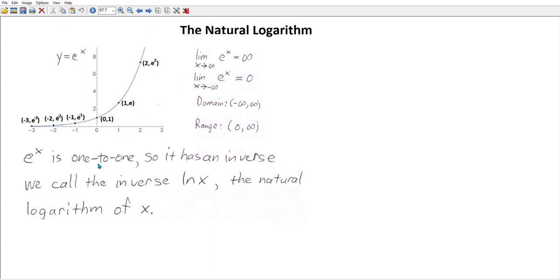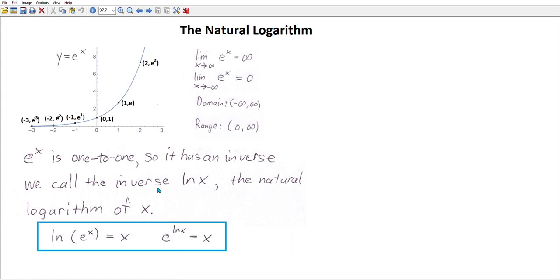Now e to the x is 1 to 1. As you can see, it's an increasing function. It has an inverse, and that inverse we're going to call ln x, which is the natural logarithm of x. Natural log has the same properties that functions and inverses have that we talked about previously.